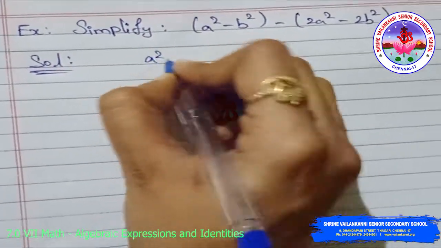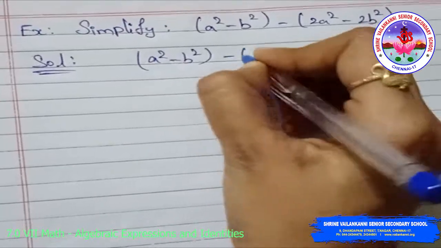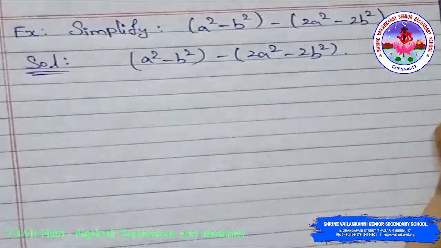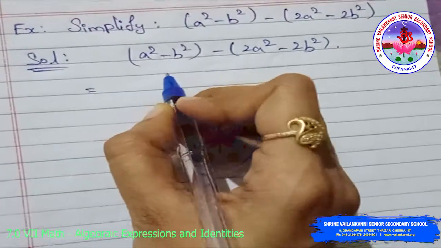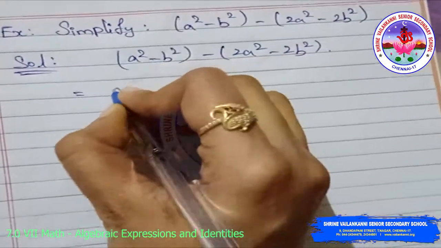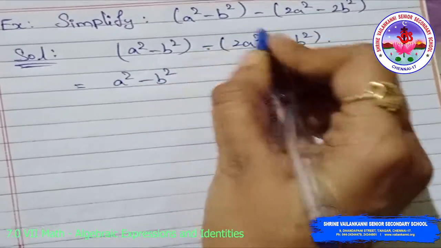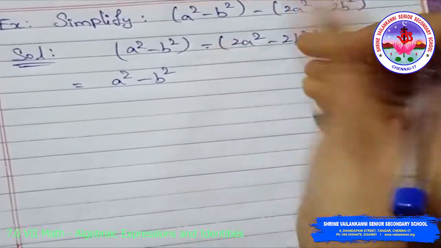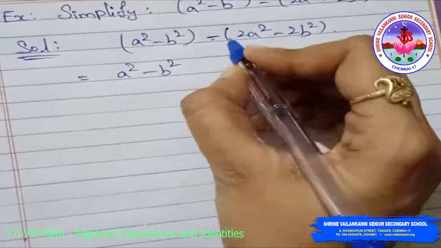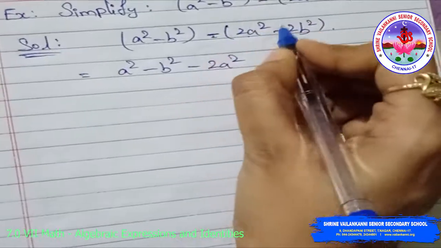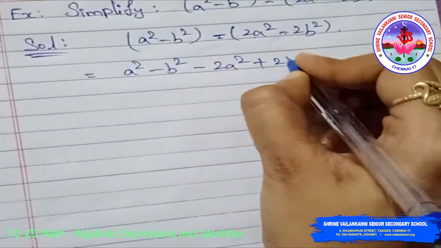A squared minus b squared minus of 2a squared minus 2b squared. First remove the bracket. So a squared minus b squared. You can multiply the negative to the second term of the expressions. That is negative into positive, that is negative 2a squared. Negative into negative, that is positive 2b squared.